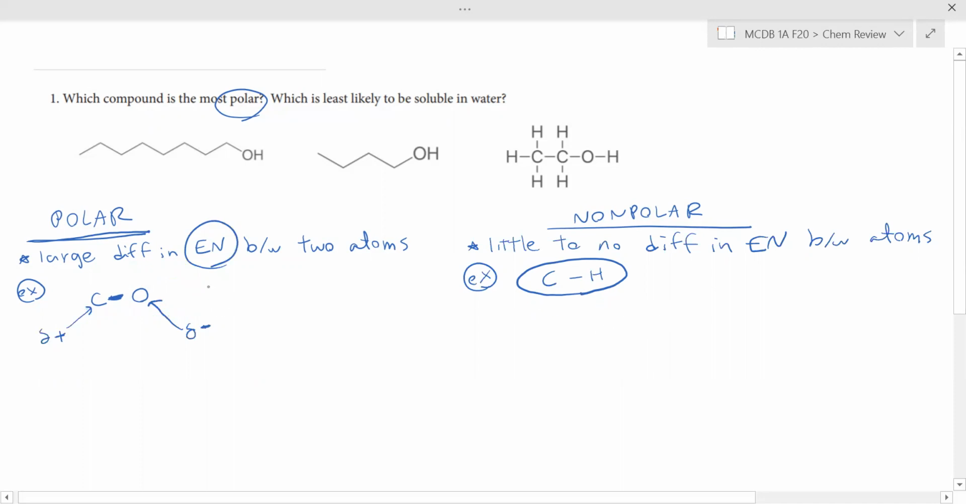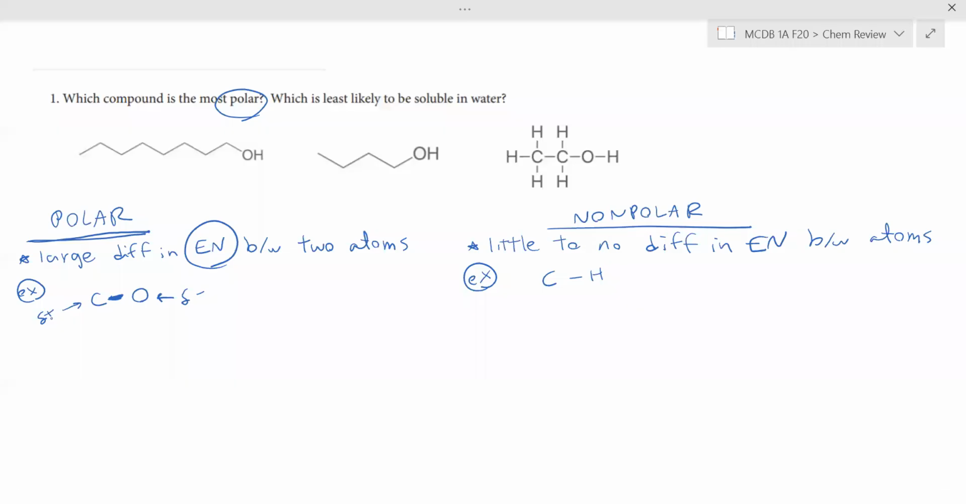Right, so I'm going to get rid of the clouds. What you need to know for this class is you need to be able to identify stuff that's polar and nonpolar really quickly. It's kind of easier to start with nonpolar stuff. So examples of nonpolar bonds are the carbon and hydrogen bonds and the carbon and carbon bonds. So you want to look for those.